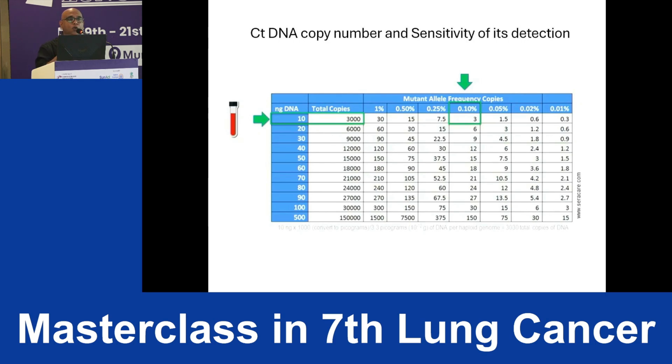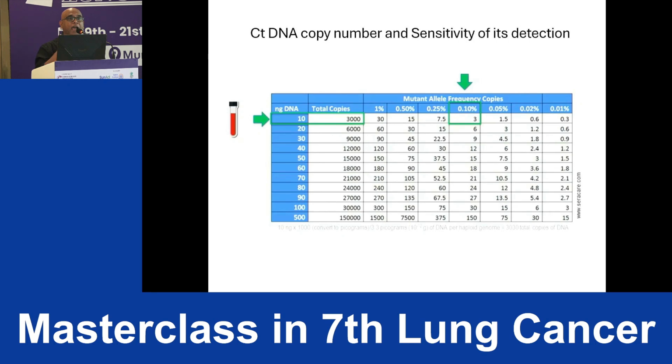Now we know that the haploid human genome, that is the genome in the gametes, which is just half of your whole genome, is about 3.3 picograms. Now, if the human haploid genome is 3.3 picograms, then in 10 nanograms of DNA there will not be more than 3,000 copies.